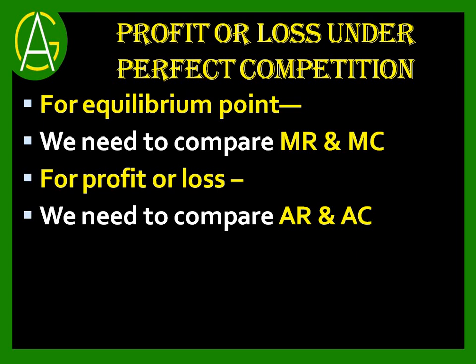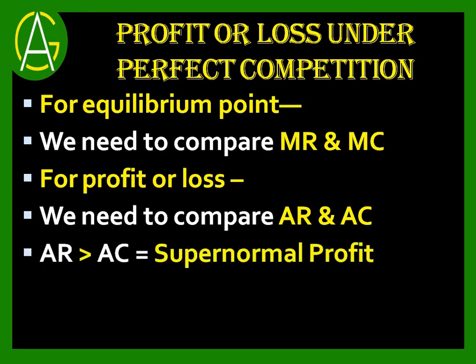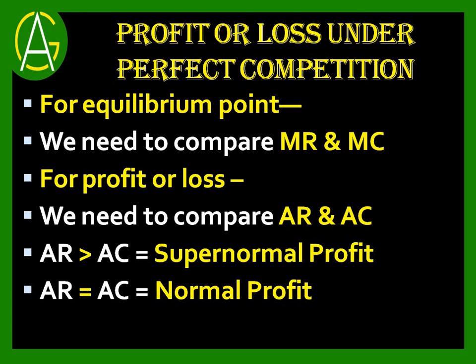Now let us compare. We need to understand three situations. The first situation is when average revenue is greater than average cost, meaning the revenue is greater than cost. It is termed as supernormal profit. When the firm falls in this situation, it means that the firm is making supernormal profit. Second situation, when average revenue is just equal to average cost, it is considered as a normal profit.